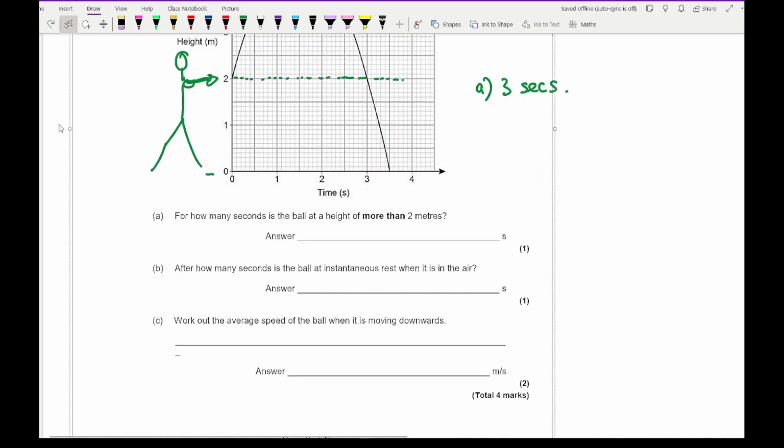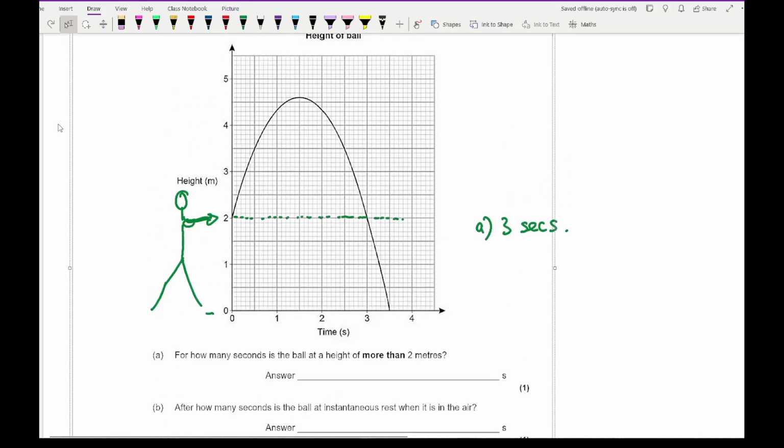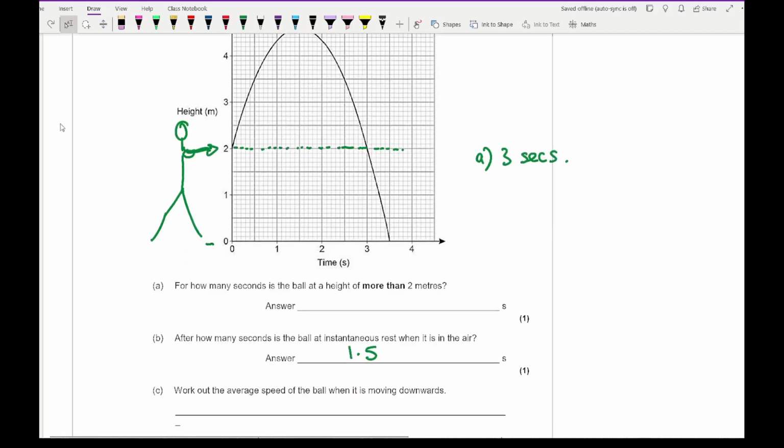Question B then says, after how many seconds is the ball at an instantaneous rest when it is in the air? So basically, when is it stopping? So it's at this point here, which is B. And I would say that answer there is 1.5 seconds. Now again, in the mark scheme, any answer between 1.4 and 1.6 would get you the single mark.